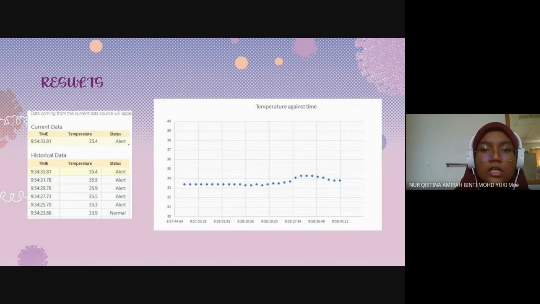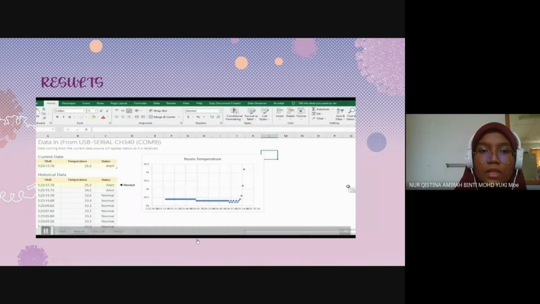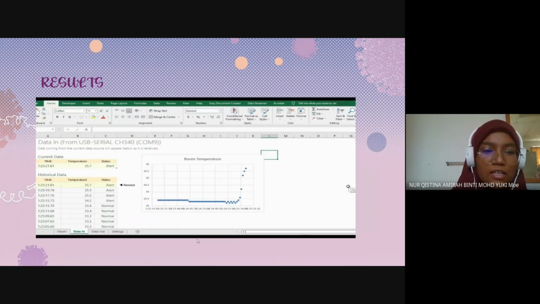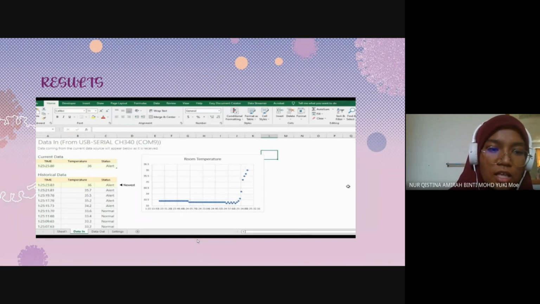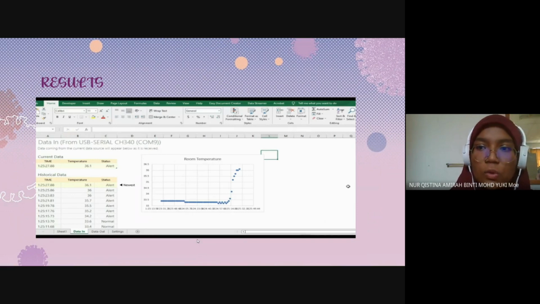Here it shows the graph of temperature against time. So the temperature threshold is already coded at 33. So when the temperature is above 33, it will show an alert status.